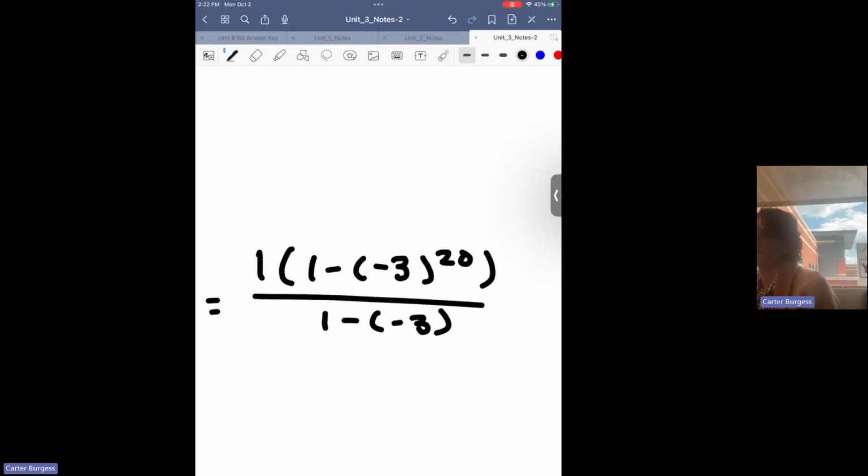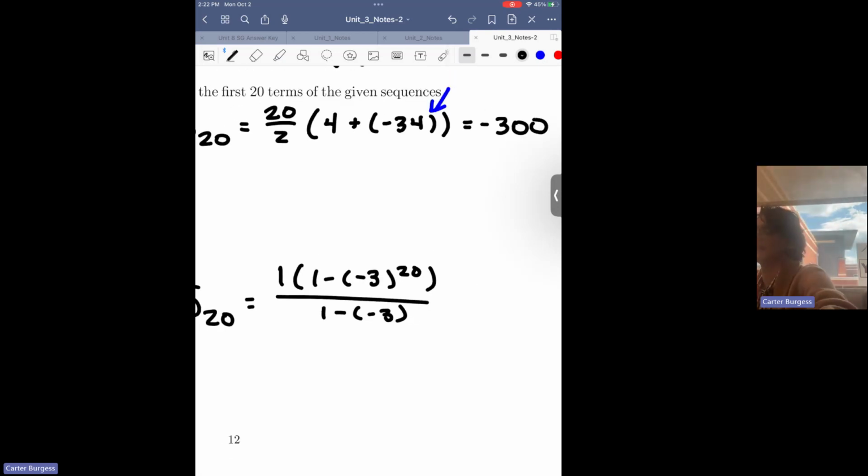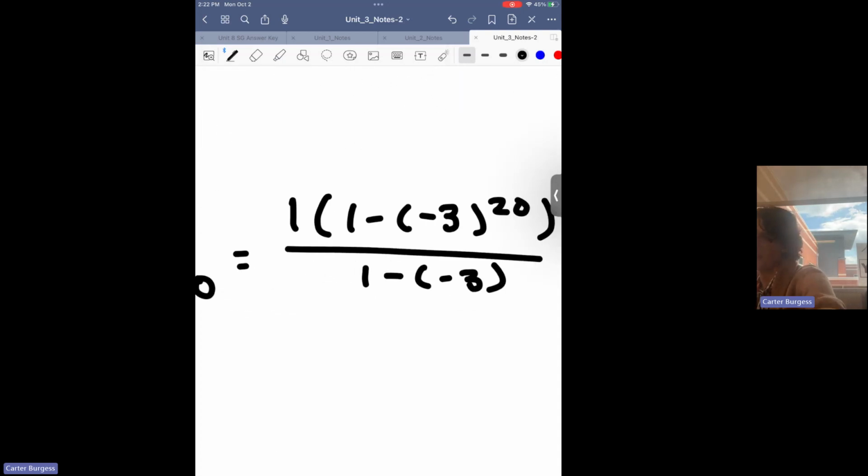Why is that so important? Well, negative 3 to the power of 20 is going to be what kind of number? It's a positive number. And when I then subtract it, 1 minus a really big positive number, I end up with a negative number. So we need to be very careful about how we set this up so that the negatives and positives work out properly in the numerator.